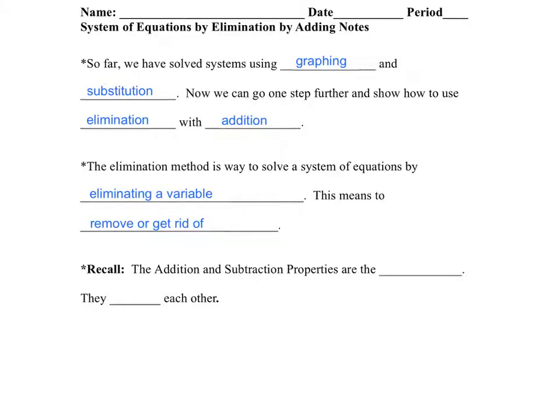And now let's recall previous information. The addition and subtraction properties are the inverse, and they undo each other. So now let's discuss our steps to solve a system of equations by elimination using addition.